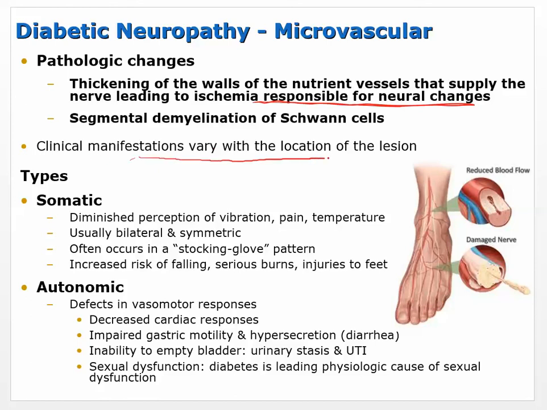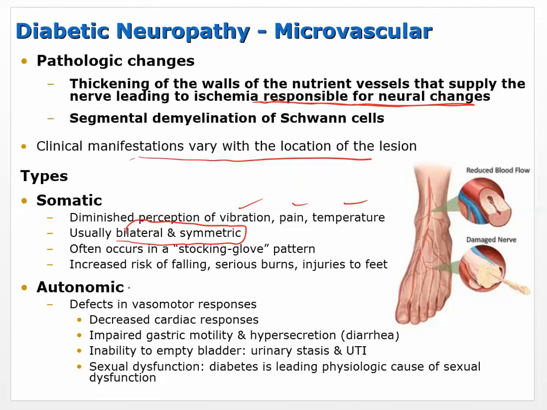Clinical manifestations vary with the location of the disease. There's somatic, which is something we can see. So we see that blood is not getting to certain neurons that we can sense. That's somatic. We're aware of it. So diminished perception of vibration, pain, and temperature usually happens on both sides and is symmetric, often occurring in a stocking-glove pattern, which means where socks would cover and where gloves would cover, that tends to be where it's affected first. Increased risk of falling, serious burns, and injuries to feet. So those are things that we can sense and see.